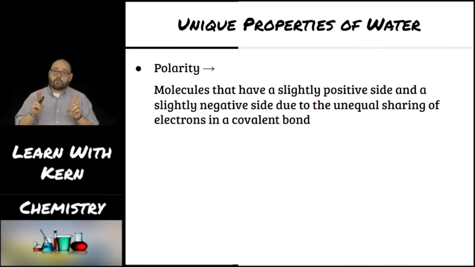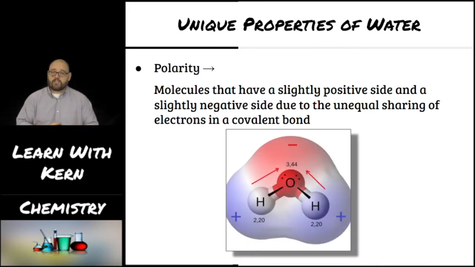Water also has two lone pairs of electrons, two pairs of electrons on that oxygen that are not bonded with anything. And so those two extra electrons also cause the oxygen side of the molecule to be very much negative and the hydrogen side of the molecule to be very much positive. It is a very polar molecule. Just like we see here in this picture, you see the numbers that give us the electronegativities and the draw and the pull of those electrons. And so you have a very negative side because of those extra lone pairs of electrons, and a very positive side because of the unequal sharing.